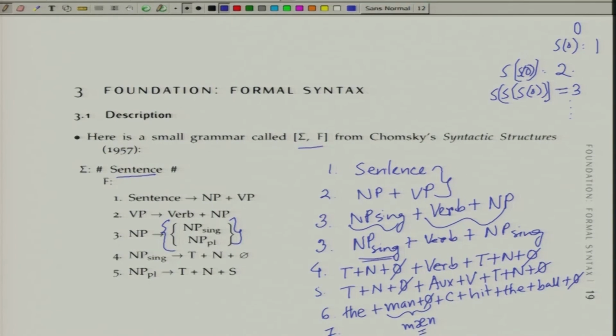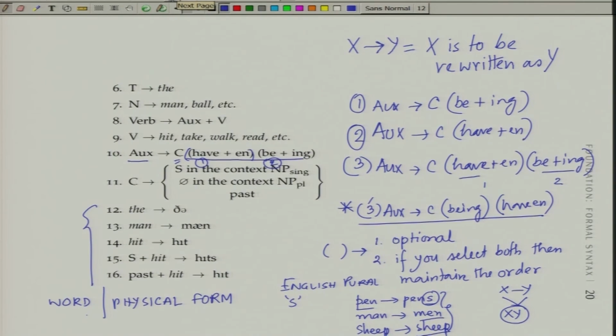Now C, you remember, we just go to the rule. C is nothing in the context NP plural. When you have NP plural with C, it is nothing. It becomes S when it is in the context NP singular, and in the past, past is not contextual. So the past morpheme gets realized as, say, something like wanted.